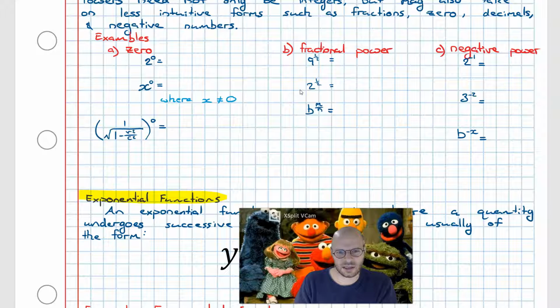So if we have an example such as 2 to the power of 0, it's going to be 1. x to the power of 0 is going to be 1, provided that the value of x itself is not 0. And finally, this puzzling looking expression over here is going to be evaluated as 1. The reason for that is that anything raised to the power of 0 will equal 1, provided that the quantity being raised, or the base itself, is not 0.